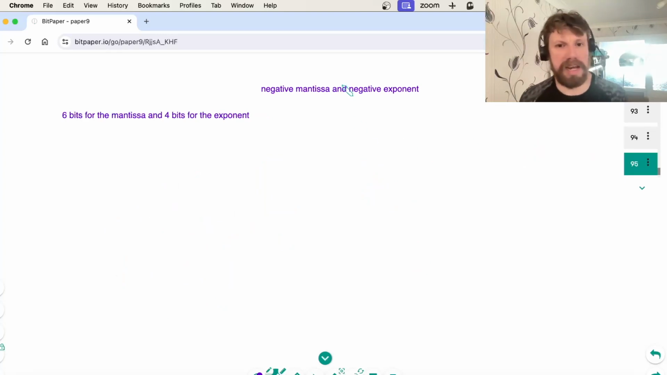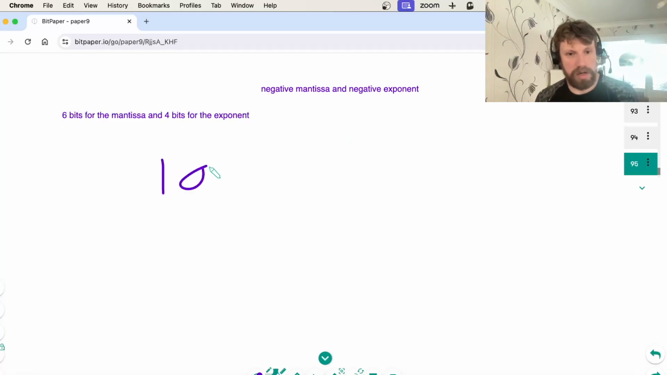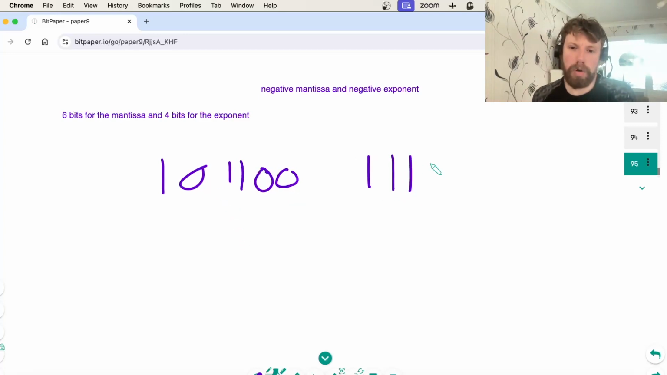So for the negative mantissa and negative exponent, which is the final one, all we're going to have to do is put 1, 0, 1, 1. So I'll just make up another number, and I'll try and do it so it's not too much of a crazy small number. So, yep, we'll go with that one. Okay. And then the negative exponent is going to be 1, 1, 1, 1.